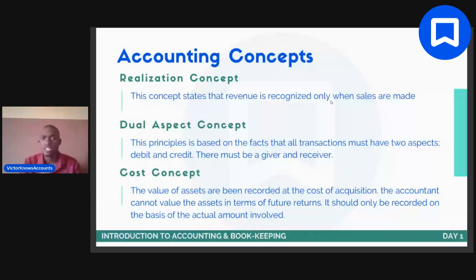And don't forget the general rule of double entry: you debit the receiver and you credit the giver. Don't forget that. It's like the golden rule of accounting. And why is that? So that we can account for the two aspects of a transaction according to the duality concept. All right. Now, to the next one. Cost concept.